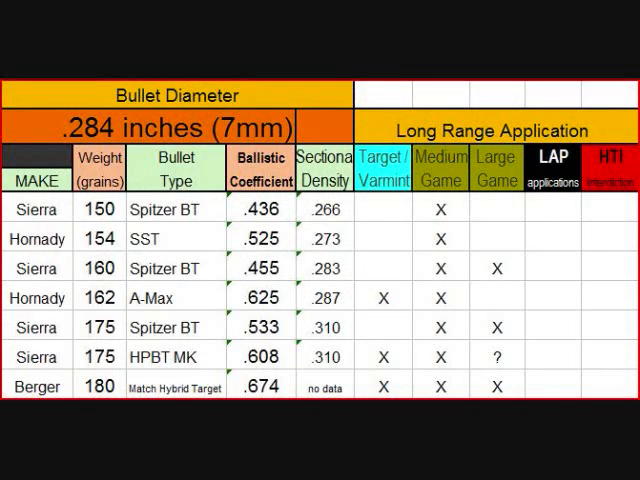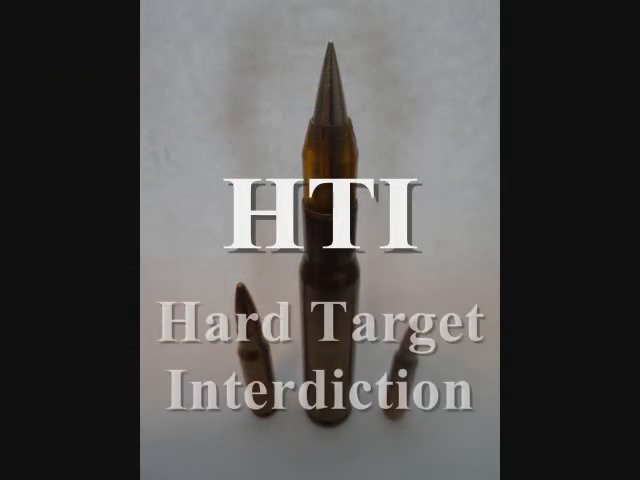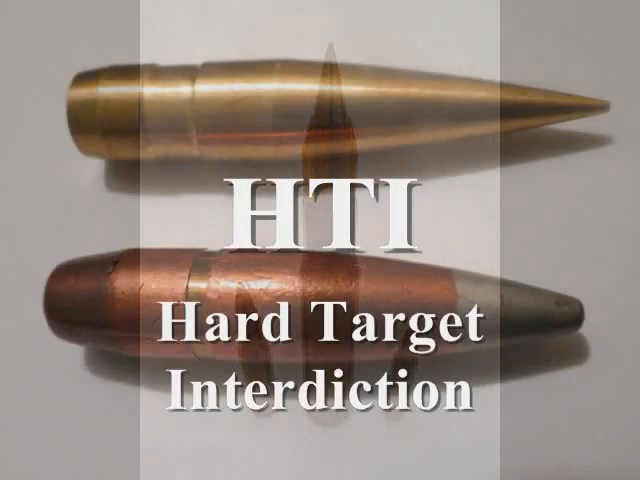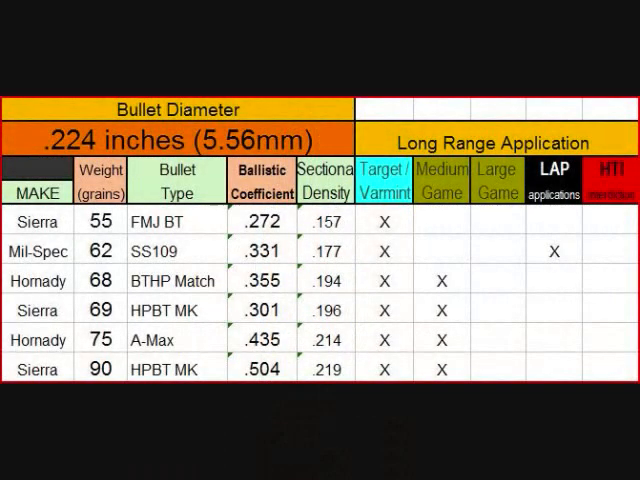And then on the far right-hand side column, you also have another column intended for military, which is hard target interdiction. And when we get down to the 50 cals and some of the bigger calibers, you'll see where that fits in. So our first one here, now keep in mind, this is not just bullet choice, this is long range bullet choices here for different applications.